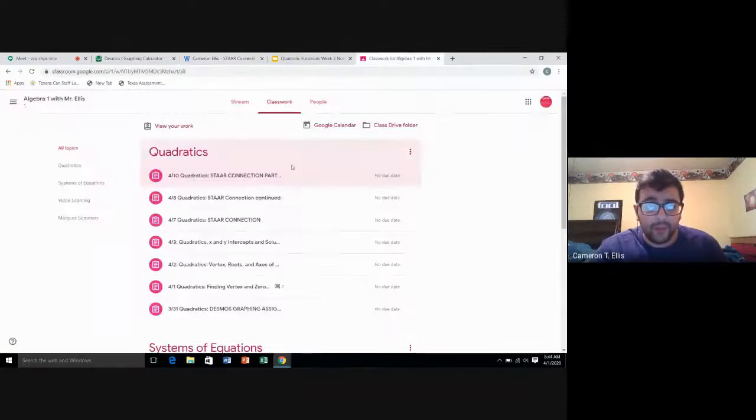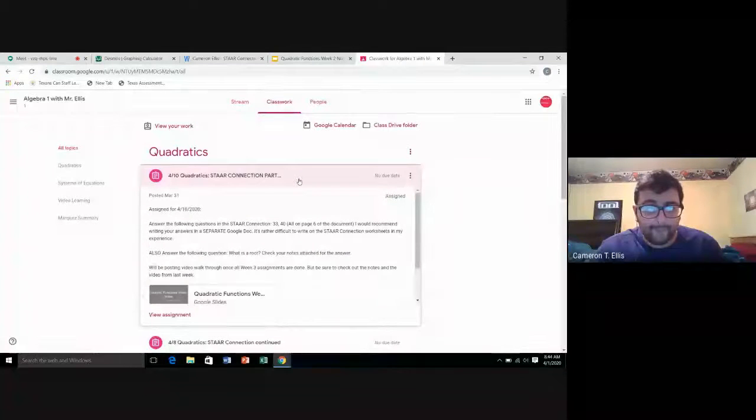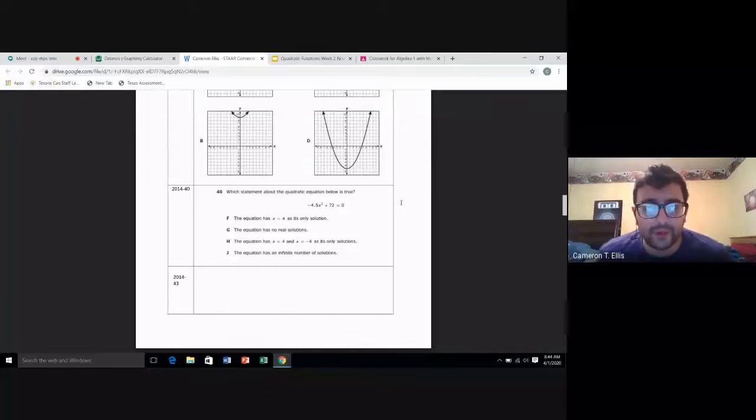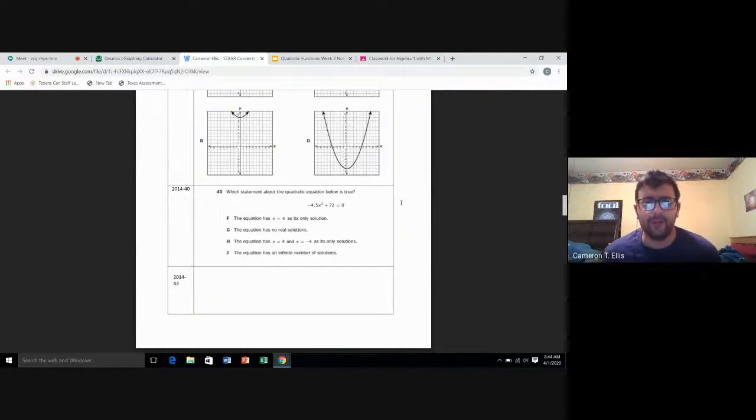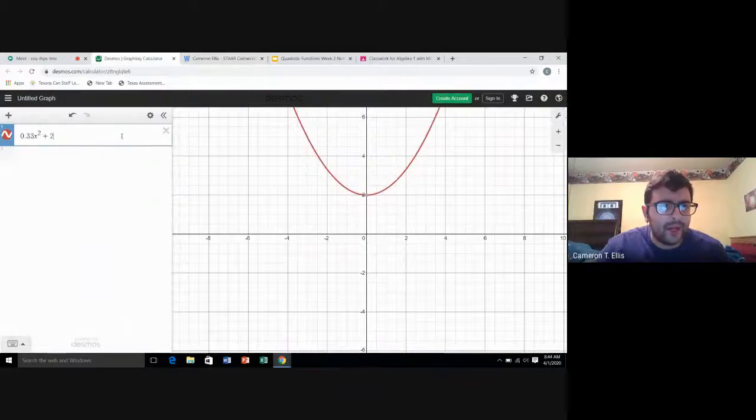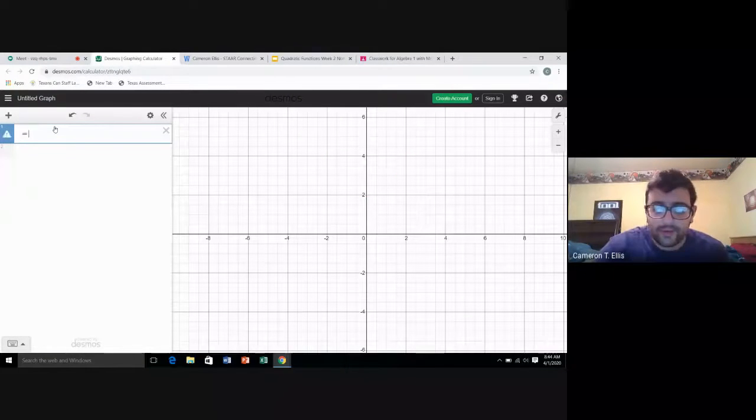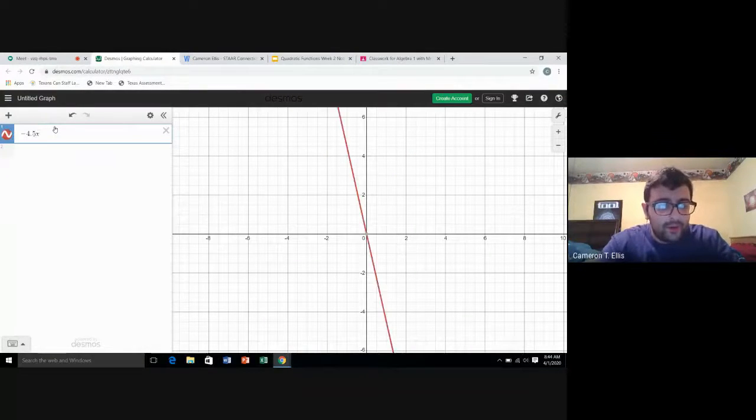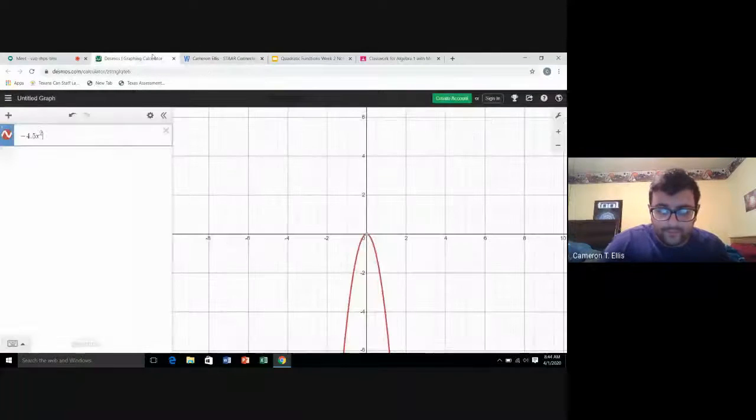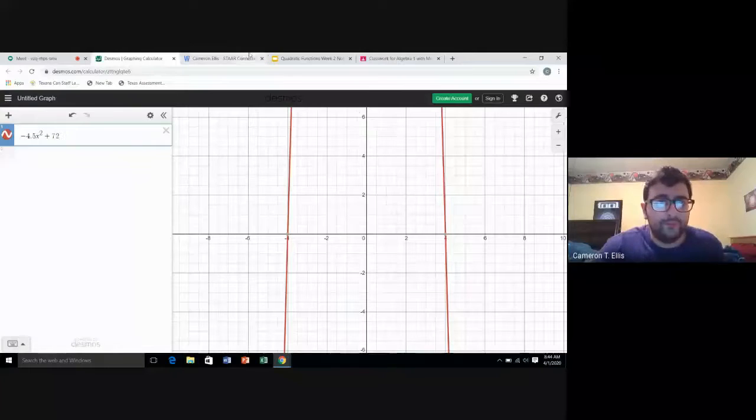And then we got 40. Last problem, guys. Which statement about the quadratic equation below is true? So -4.5x squared. That's important, I think. Probably the negative. Plus 72 equals 0. Well, right off the bat, I just want to graph it because I don't want them trying to confuse me with all this information. I don't even know what I'm looking at, right? -4.5x squared plus 72.